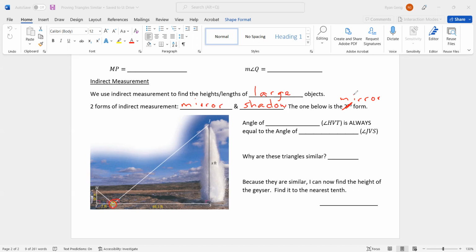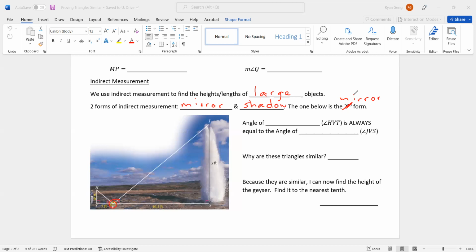It's actually up to his eyes. So 6 feet from the ground to his eyes. How far from the mirror his feet are, just 7 feet. And then how far the geyser is from the mirror, which is 40.5 feet. The only thing we don't know is how tall the geyser is. Well, before I can figure anything out, I've got to understand that the triangles are similar.